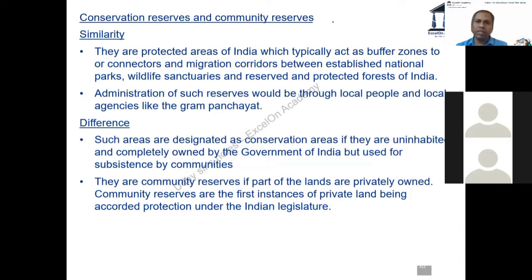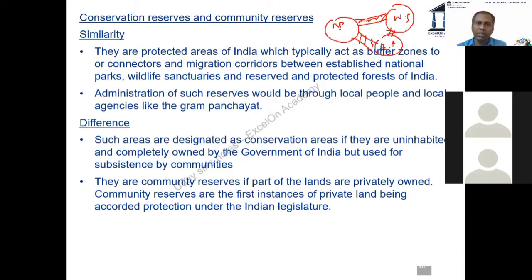So, to understand this better, I have a national park, I have a wildlife sanctuary, I have, let's say, a reserve forest. The connection corridors, either way that it connects, they are called conservation reserves. Means both conservation reserves and community reserves are the connectors.